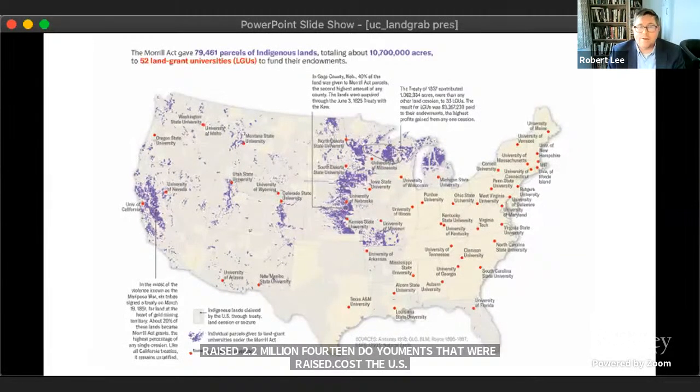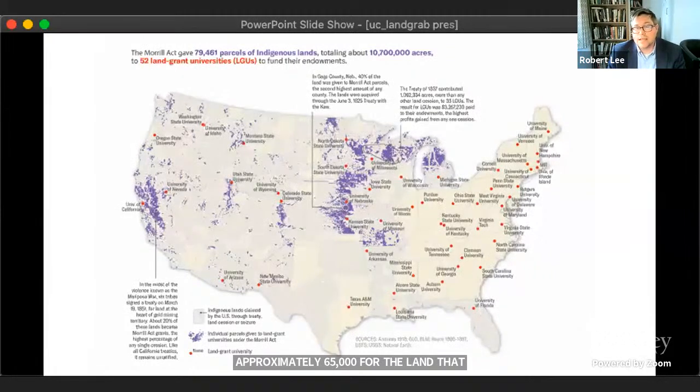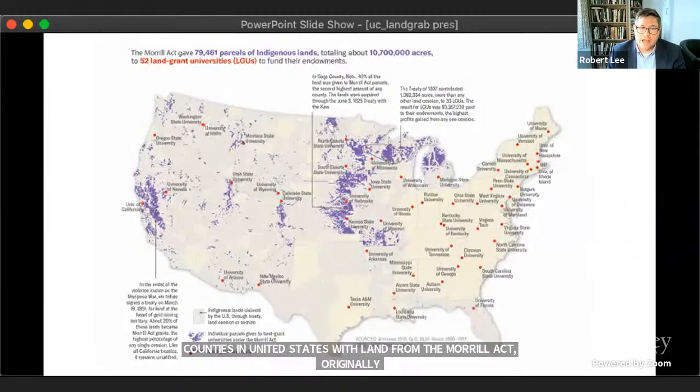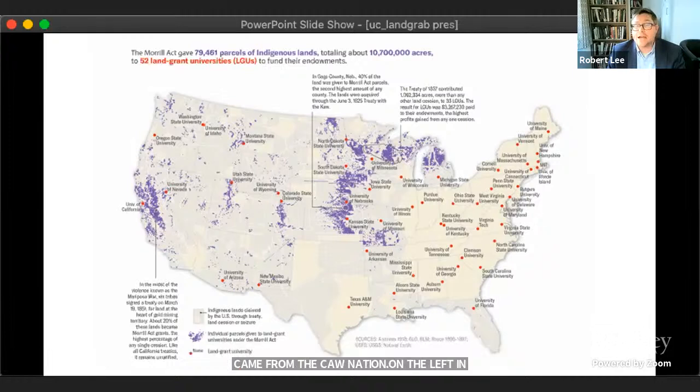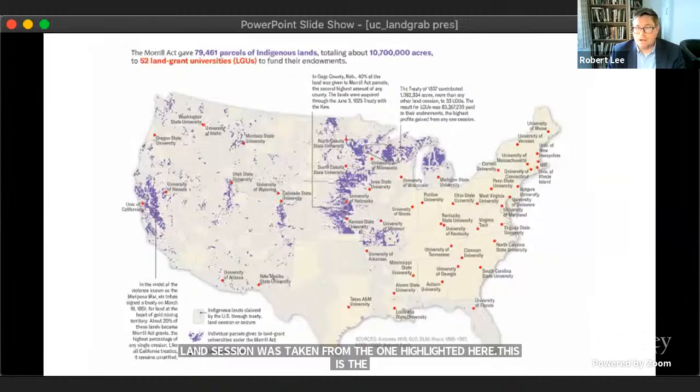You see here Gage County, Nebraska, which was among the most densely covered counties in the United States with land from the Morrill Act. It originally came from the Kaw Nation. Over on the left, you see in California, the highest percentage of any land cession was taken from the one highlighted here. This is the site of the Mariposa War in the early 1850s.